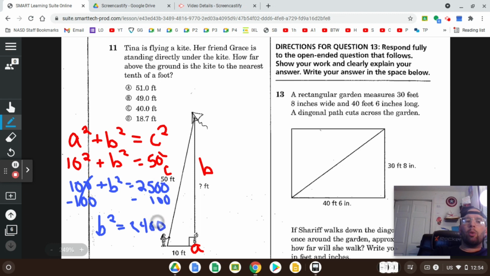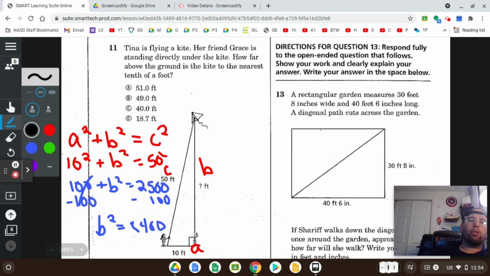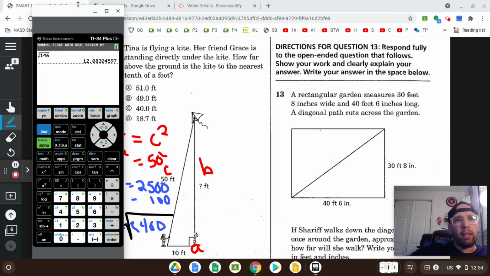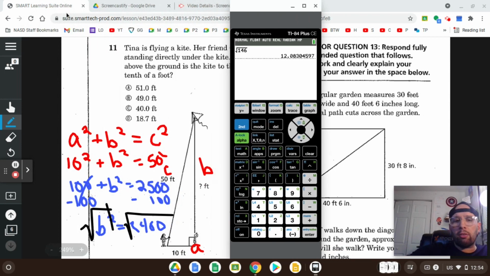Is B all by itself? No. What's in the way? Squared. How do we get rid of a squared? Square root it. Usually when we square root both sides to solve an equation, we attach a positive or negative symbol, but we're not going to here because this is a length, and you can't say length is negative. So I'm going to do the square root of 2,400. That will give me 48.98, which is awfully close to 49.